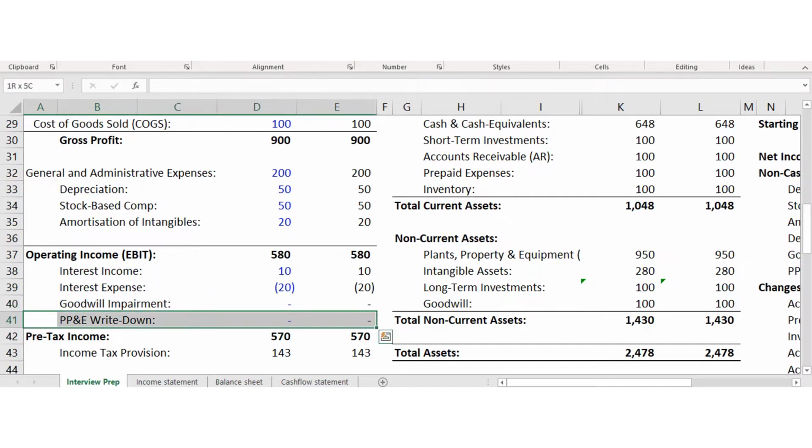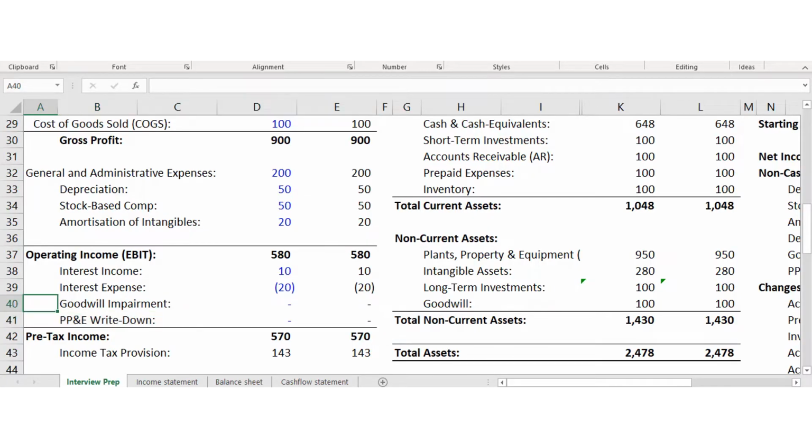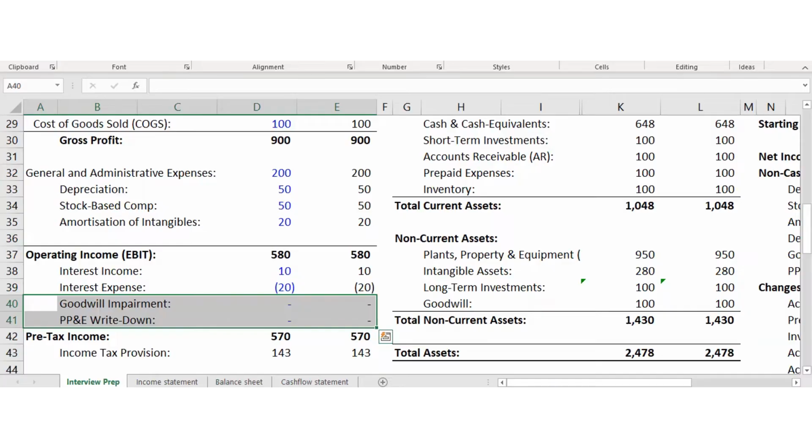PP&E write-down. Now, PP&E stands for plant, property, and equipment. So your physical assets, your plant, your machinery, your land, whatever economic resources which you have, pretty much these are large items, and sometimes they might lose value. And if it has lost value, then you have to record the loss of value here. And again, these two things, there are others, but these are quite common. Because they affect your tax situation, it goes on the income statement.